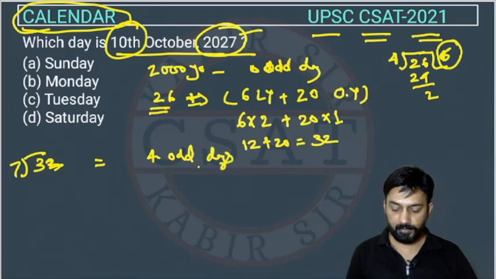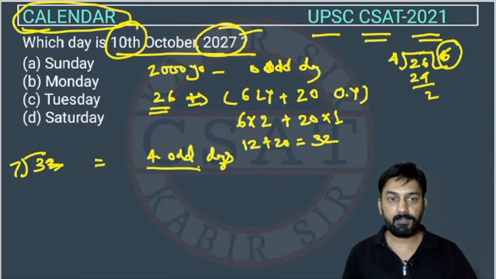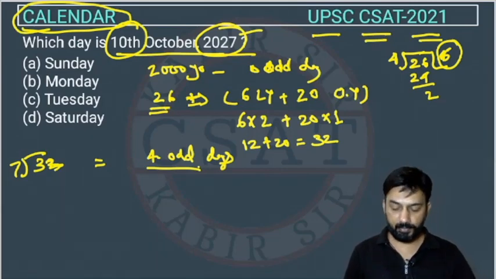Why are we dividing by 7? Because the calendar is cyclic. After 7 days the days get repeated, so there is no point in considering all the days, because they will get repeated. So we only have to count the extra days. The extra days in 32 days are only 4.